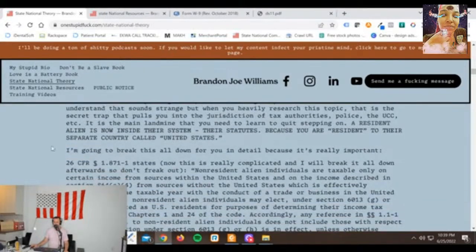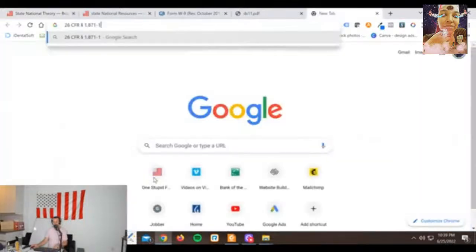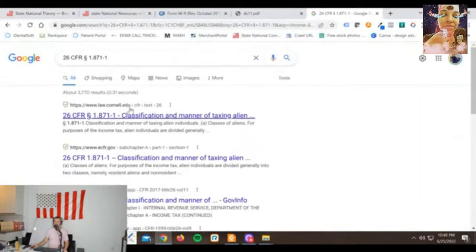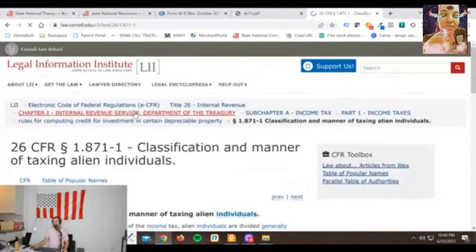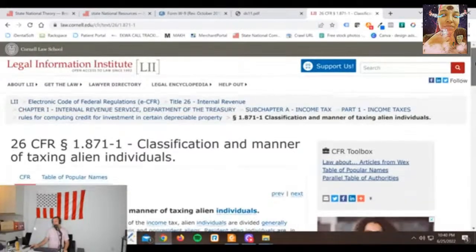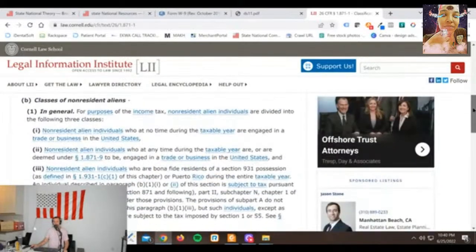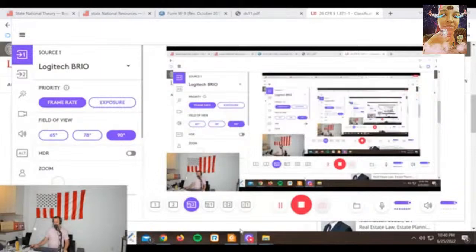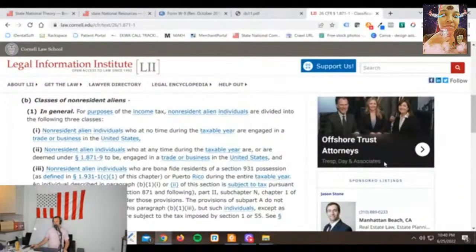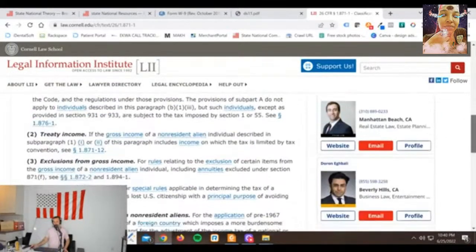And this is as per 26 Code of Federal Regulations, subsection 1.871-1. Copy and paste that into Google, open it right up. And then let's go on down here. We've got classes of aliens, classes of non-resident aliens, sexy, buff, pink shirt wearing, nipple touching, sexy non-resident aliens. That's me. What else do we have?